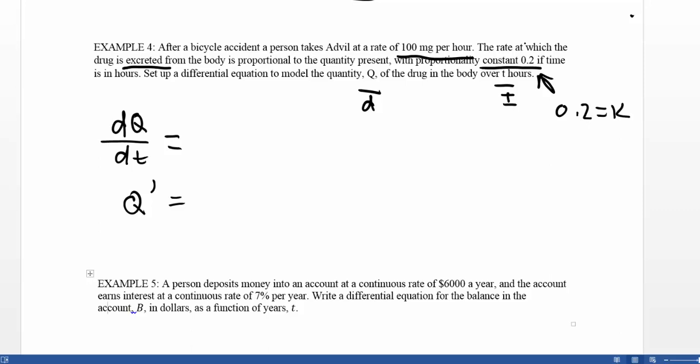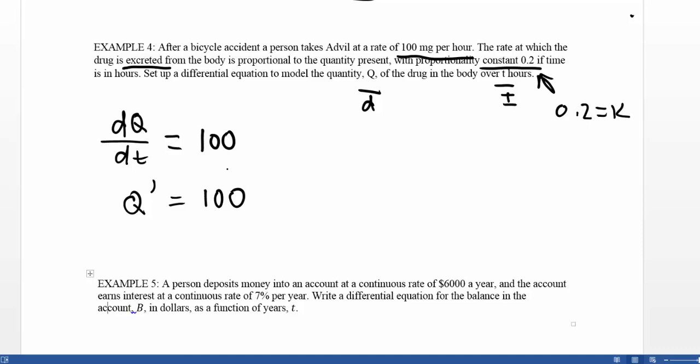So the 100 milligrams per hour does not depend on the quantity Q, right? It's just a number. Every hour you're getting a new 100 milligrams. It's not related to how much is already in there. So the 100 stands alone. And it's positive because it's going to increase the quantity of the drug in the body at any given time.